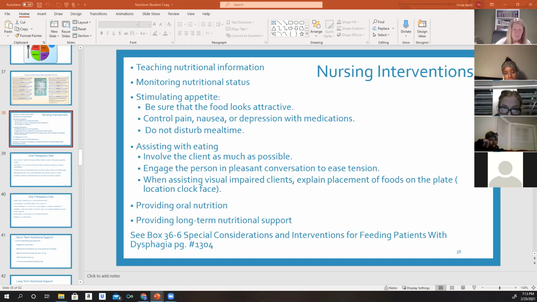So just make sure that you're aware, because if your patients aren't eating, then you're going to want to make sure they're getting maybe some lactated ringers or some type of IV fluids to get them over that hump until they start having an appetite again.